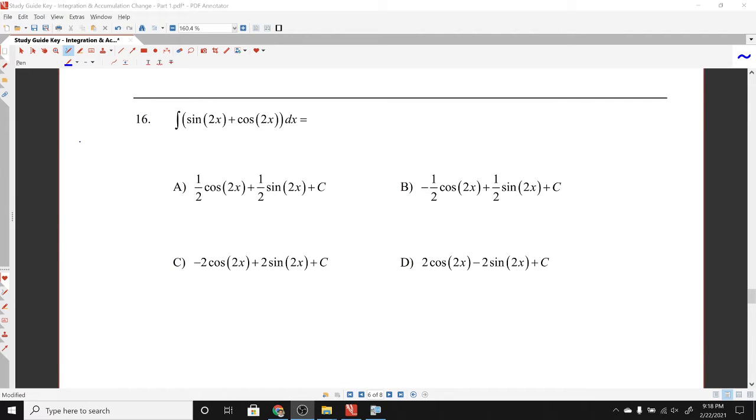Okay, let's do numbers 16 through 19, and then we'll finish number 20, the FRQ, in a separate video. So the integral of sine of 2x plus the cosine of 2x dx equals.